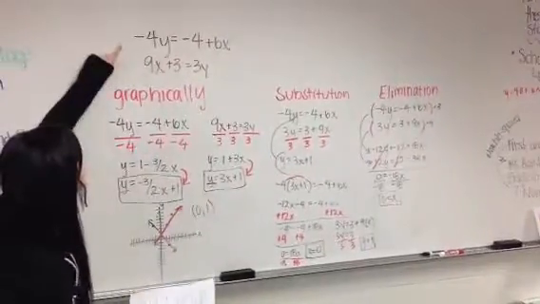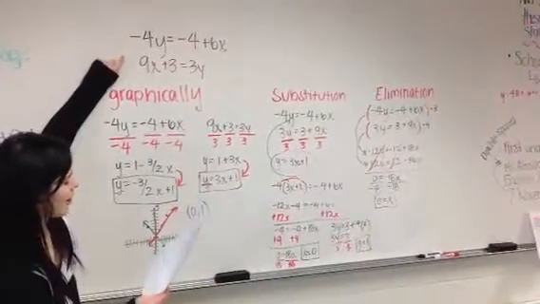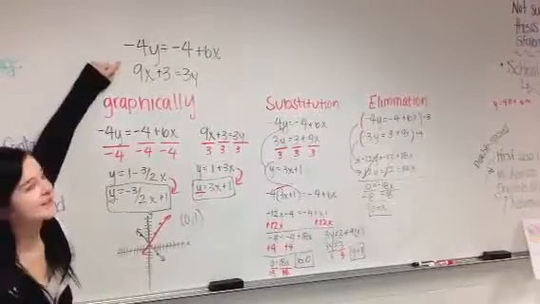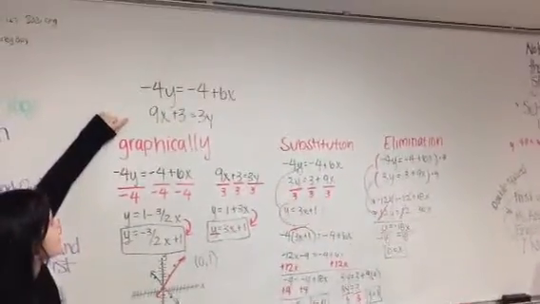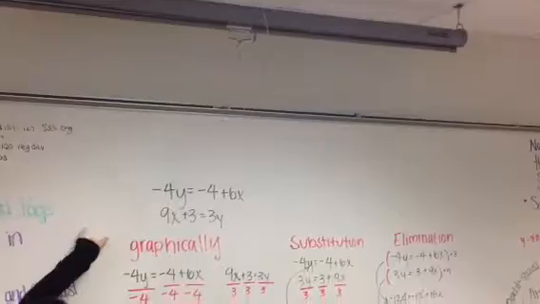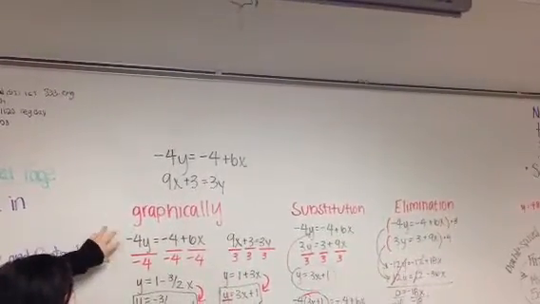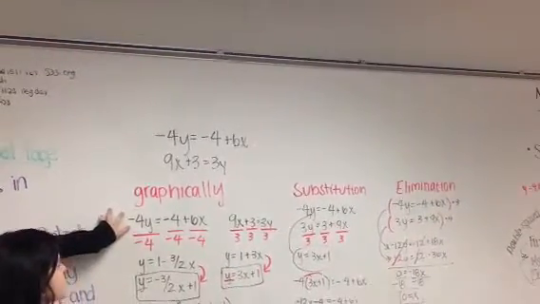So here's your original problem. You have negative 4y equals negative 4 plus 6x, and then you have 9x plus 3 equals 3y. To solve this graphically, you have your first equation, you have to get y by itself.